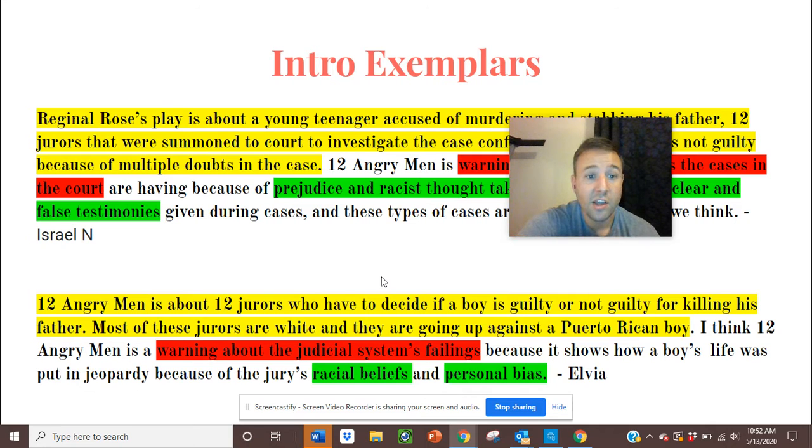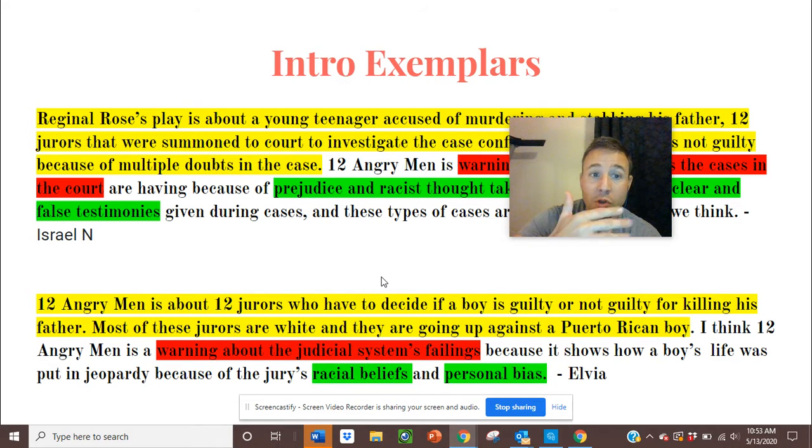Here's your context. 12 Angry Men is about 12 jurors who have to decide if a boy is guilty or not guilty for killing his father. Most of the jurors are white, and they are going up against a Puerto Rican boy. There's her context about what the play is about. I think 12 Angry Men is a warning about the judicial system's failings because it shows how a boy's life was put in jeopardy because of a jury's racial beliefs and personal bias. That right there, I know what her two body paragraphs are going to be about.